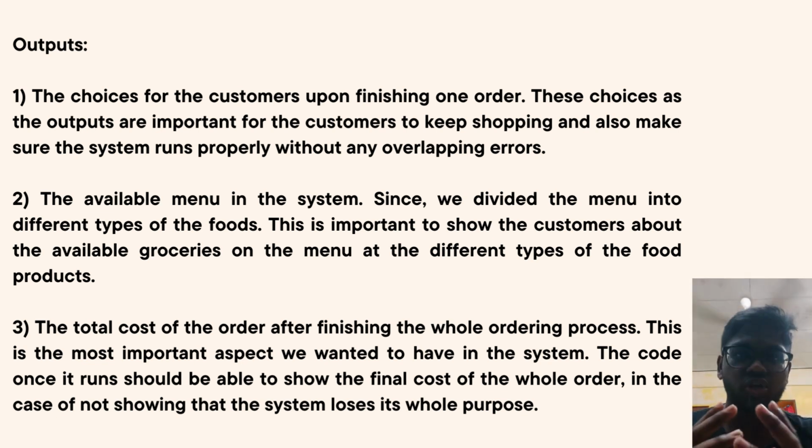Lastly, the total cost of the order after finishing the whole ordering process. This is the most important aspect we wanted to have in the system. Why? The code, once it runs, should be able to show the final cost of the whole order. If it's not showing the final price that the customer needs to pay, the whole system loses its whole purpose of why we are designing it. So once this was finalized, only then we decided to do the other parts in our project. And that's all from me.